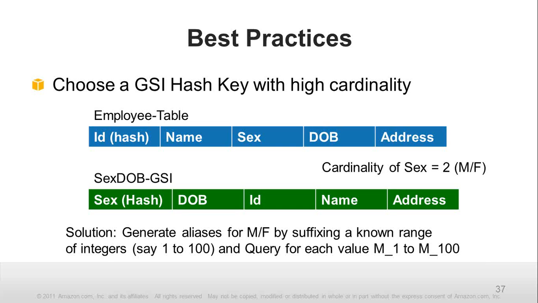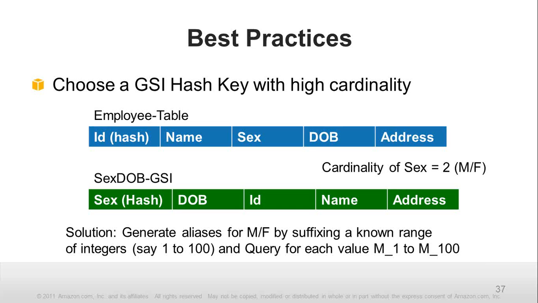Let's say this is an employee table with the ID as the hash key and the name, sex, date of birth, and address. So let's assume you chose sex as the hash key. There are potentially only two possible values, male and female. So if you have thousands or hundreds of thousands of items, all of them would have a cardinality of only 2, in which case your query cannot scale beyond a couple of partitions, if you will.